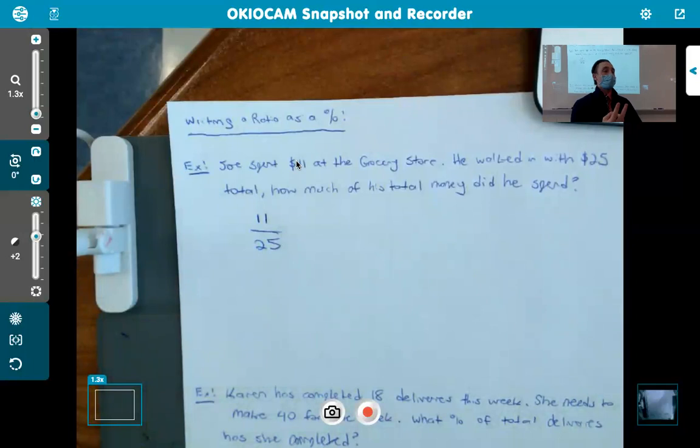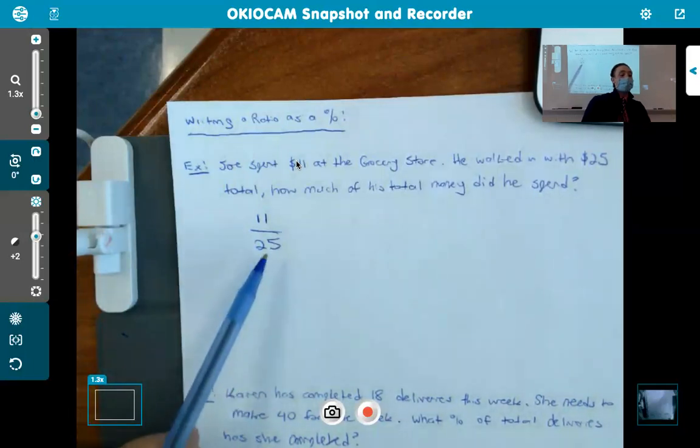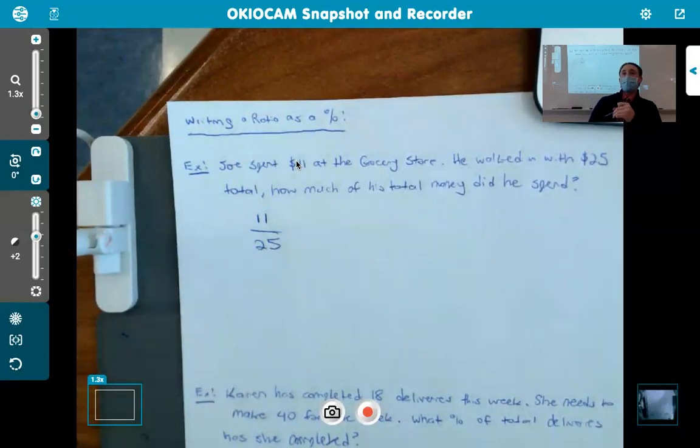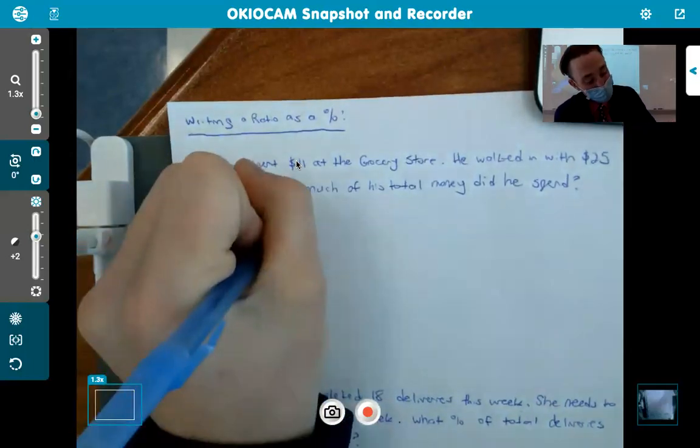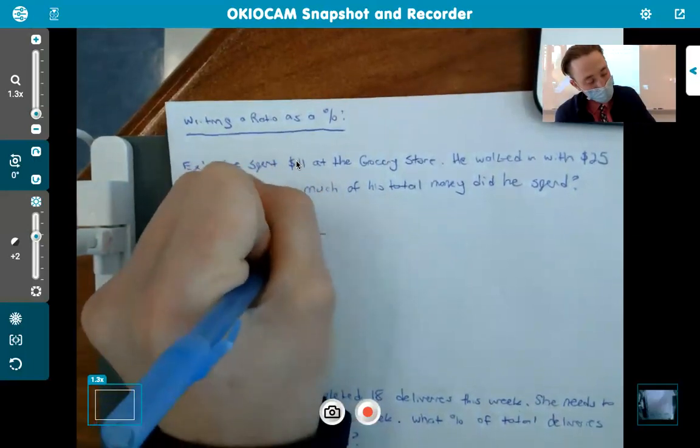Now, there's two ways that we can go about this. The first way is something that we've seen before. What do I know all of my percentages are out of? What's the denominator? 100. So I can ask myself, how do I get from 25 to 100? What do I have to multiply 25 by to get to 100? 4. And remember that I could do that in both my numerator and denominator.